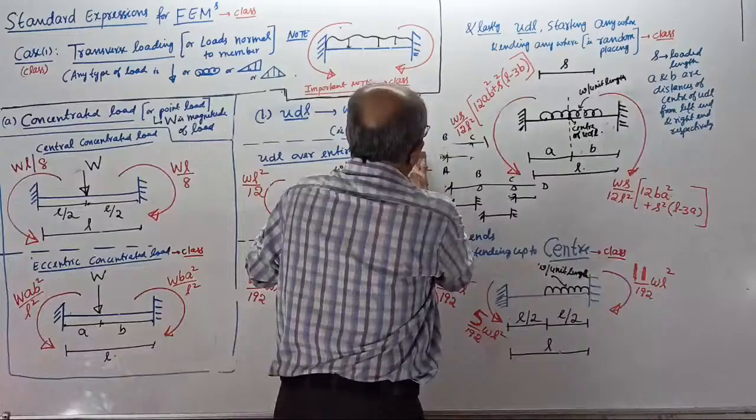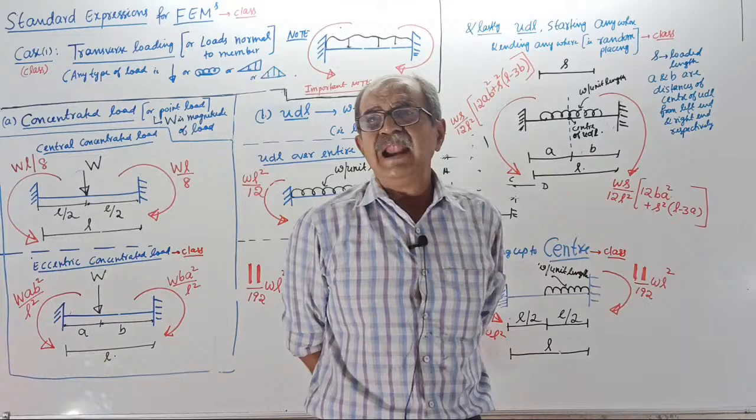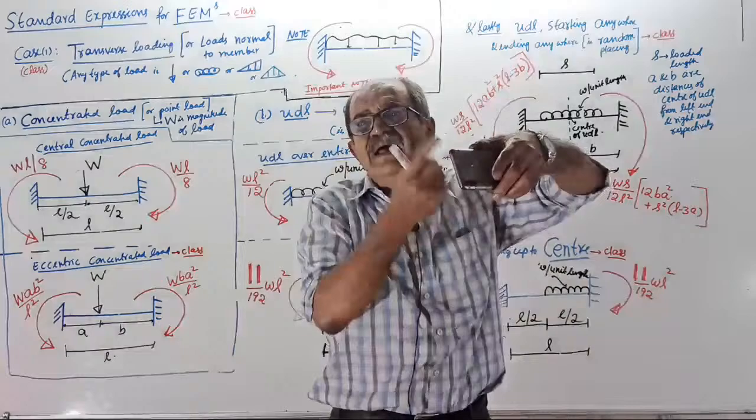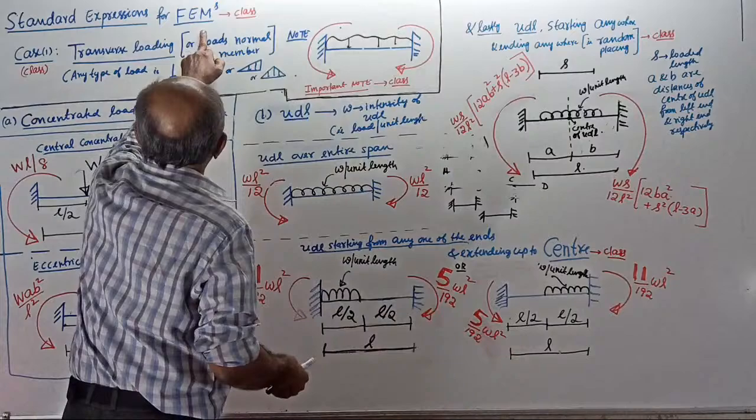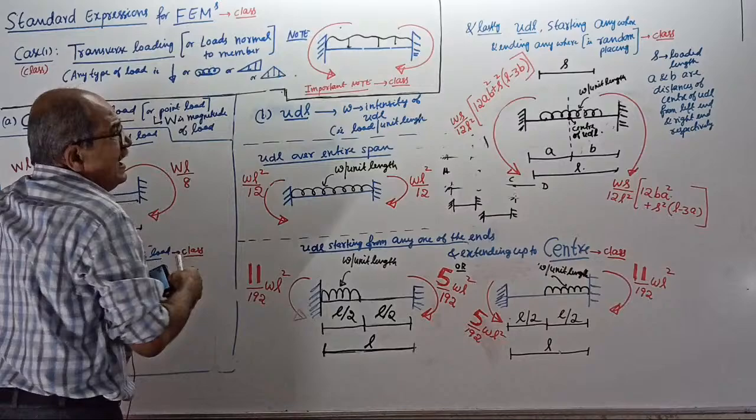Now, this is one aspect. When you consider fixity at the support, some beams become both end fixed. It becomes fixed beam. Rarely you get cantilever. What you require is reacting moment at the ends. That is, if it is fixed beam, it is called fixed end moments. Standard expressions for fixed end moment. Class, here I am giving standard expressions for fixed end moment.